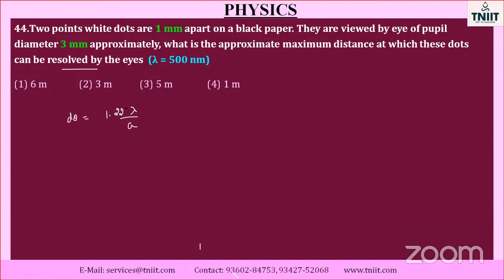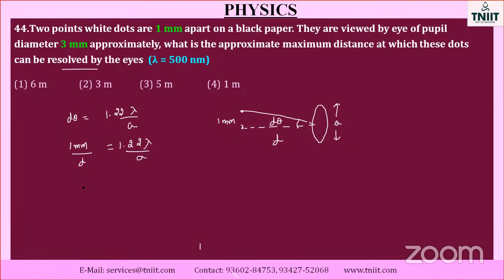So you know that d theta can be taken as, suppose these are the two dots which are separated by 1 mm, this distance I'm keeping as d. Now this is going to be resolved at this angle. This is d theta. Now there is one convex lens here. The aperture I'm going to denote with A. So d theta equals 1.22 lambda divided by A. D theta as arc length can be taken as 1 millimeter divided by this distance D. So 1.22 lambda divided by A.